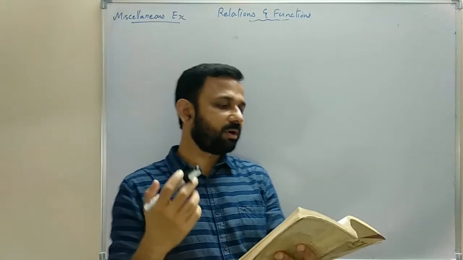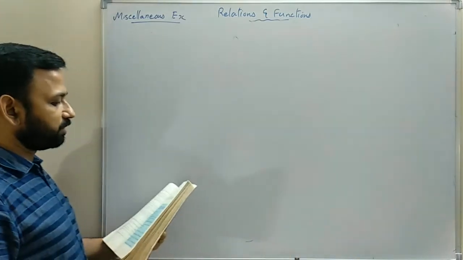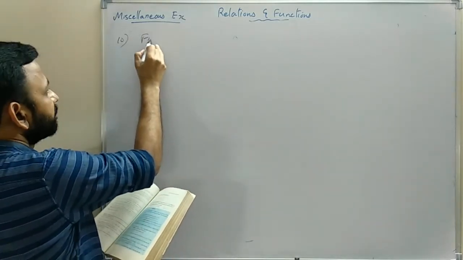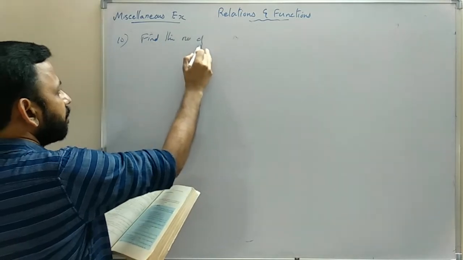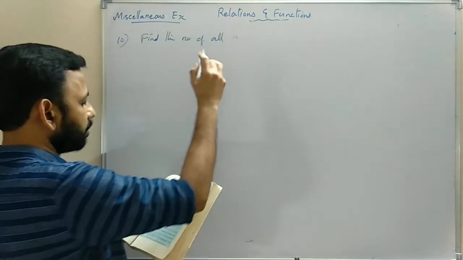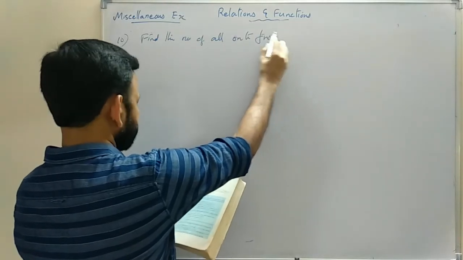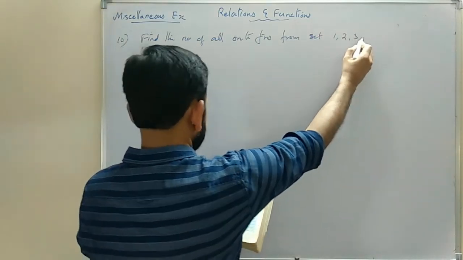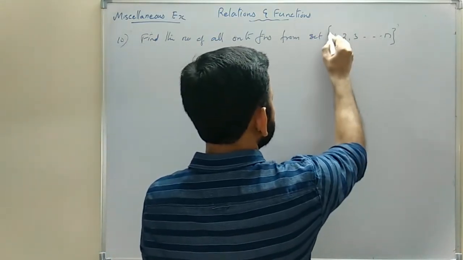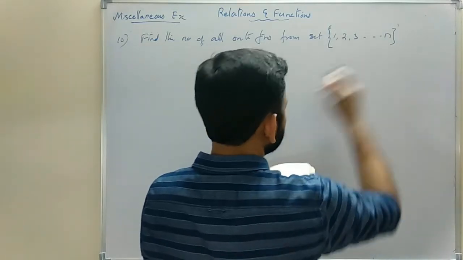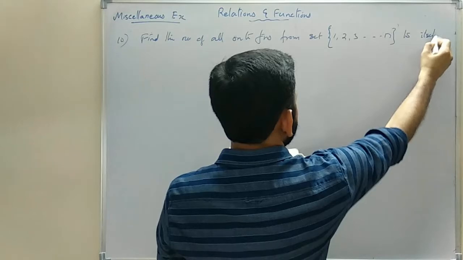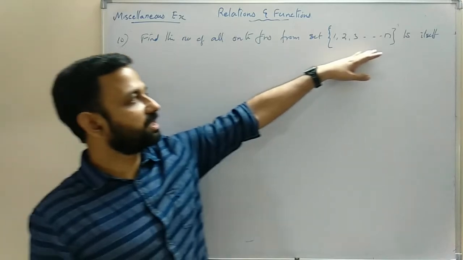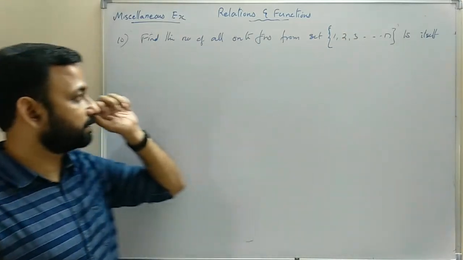Question number 10: Find the number of all onto functions from the set {1, 2, 3, ..., n} to itself. So that is our question. We need to find the number of all onto functions from {1, 2, 3, ..., n} to itself.